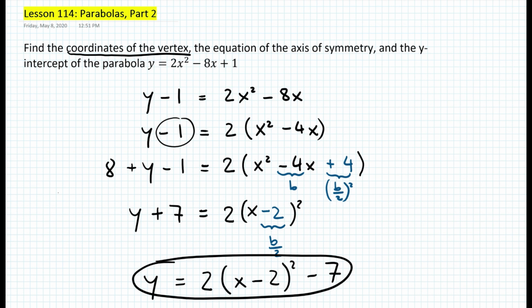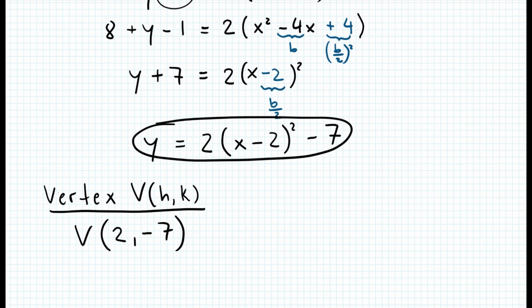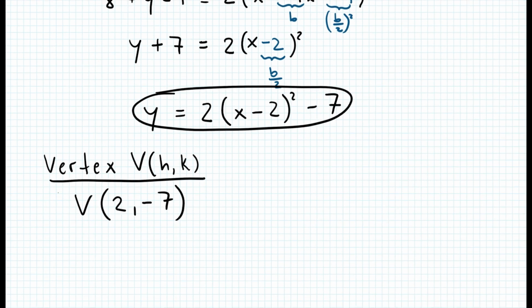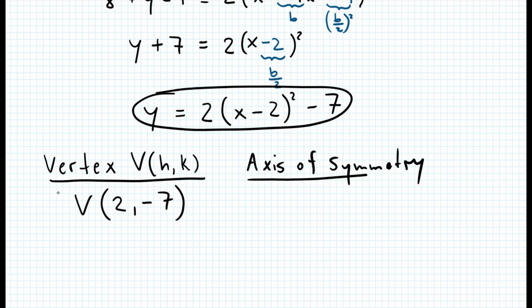So the next thing we want to write here is the equation of the axis of symmetry. So notice that the axis of symmetry always goes through the vertex. It's actually this point over here. It's 2. So let's write this in. Axis of symmetry. So the axis of symmetry in this case is x is equal to 2.